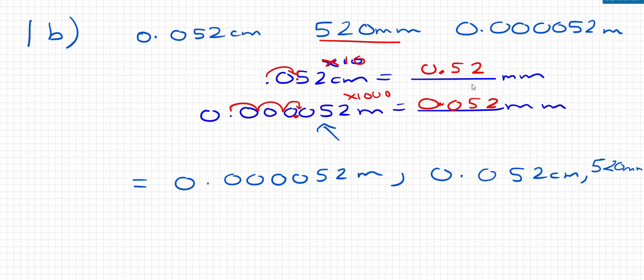Okay, we have to convert our units first to compare, and then in our final answer we write down the question, we write down the actual numbers they gave us.